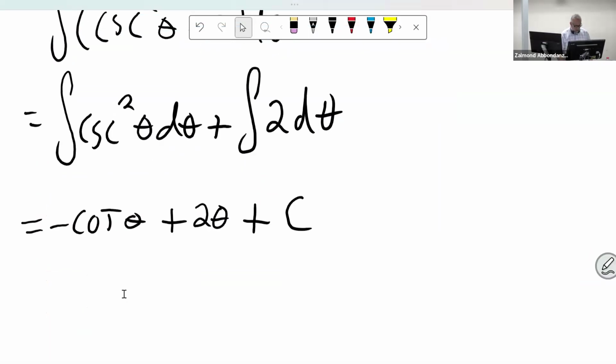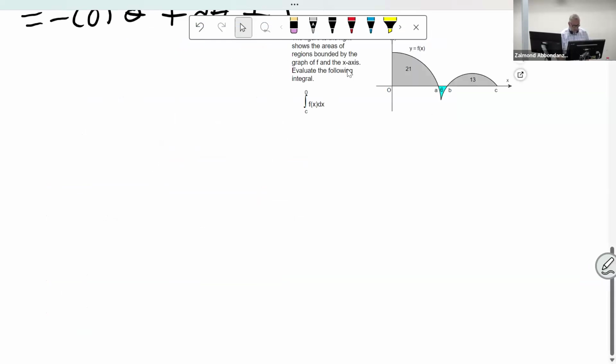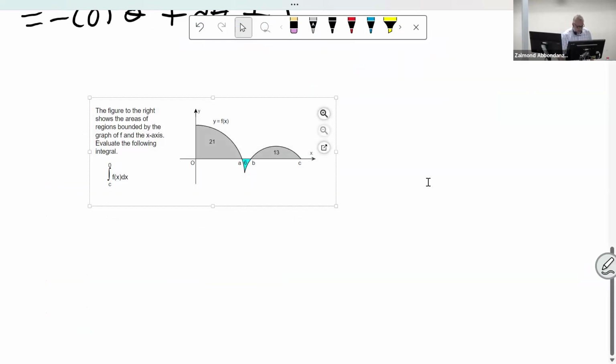Okay, so you want to carefully read the instructions. They give you a figure. They show the areas of the regions bound by the graph of the function and the x-axis, and they want you to evaluate the integral. So, the ones where it's positive here and here, the area under the curve is going to be the same thing as the integral from that point.